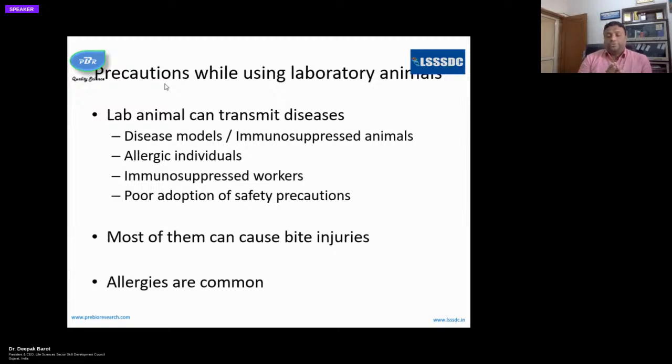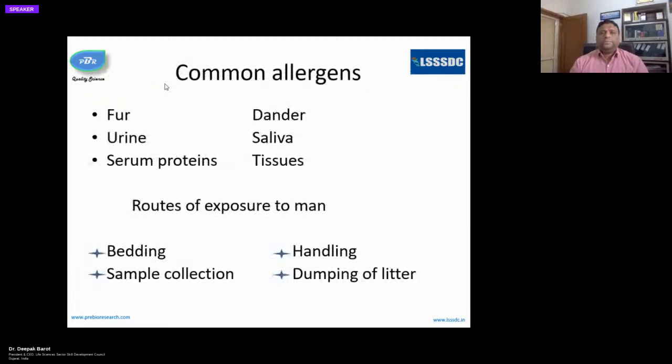So what you have to do is two things. One is before you start working on animals, get your tetanus injection and hepatitis B vaccination done. These two vaccinations at least we always recommend. Okay. Common allergens, as I mentioned, can come from their fur, urine, or serum proteins, right? Tissues, saliva, dander. Routes of exposure could be bedding material, direct handling of the animal, dumping of the litter material, or while you are collecting the samples.